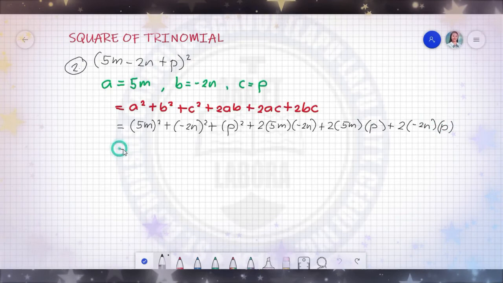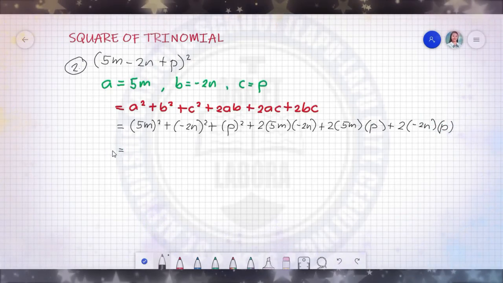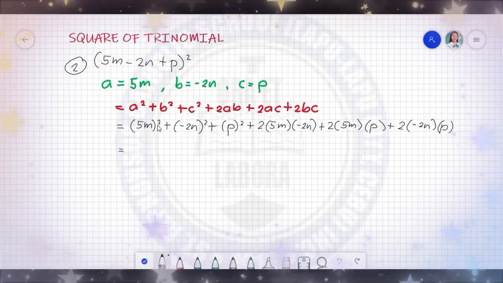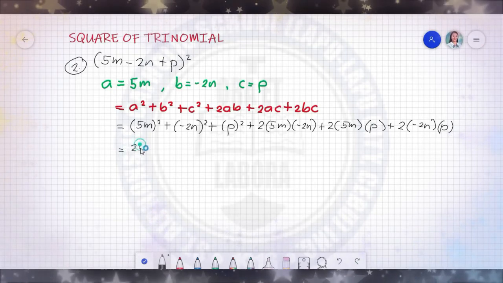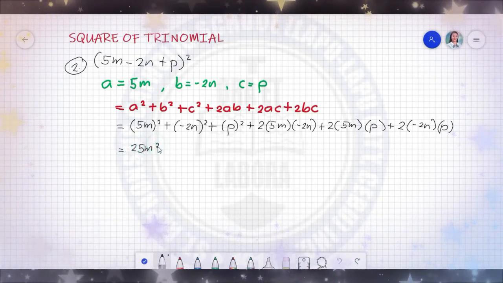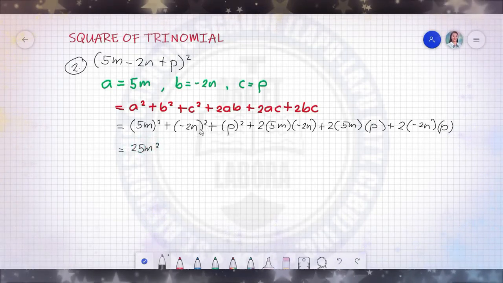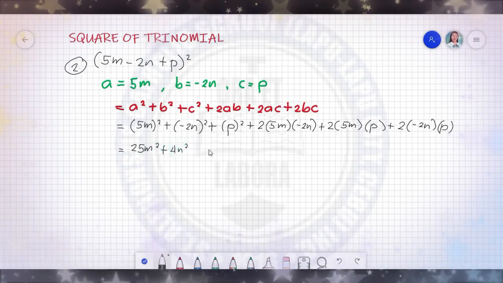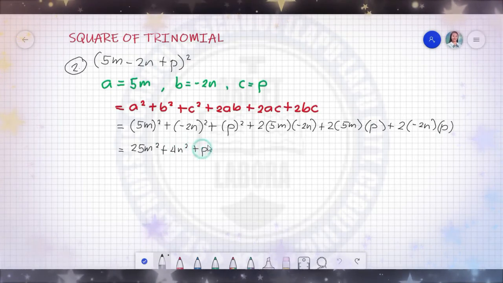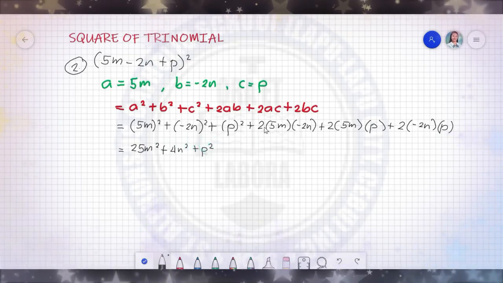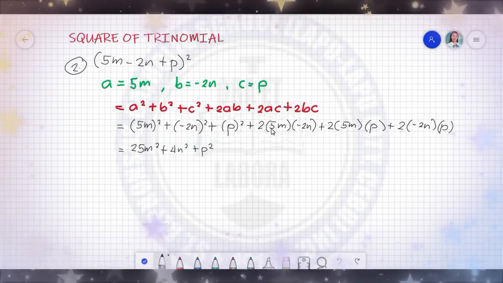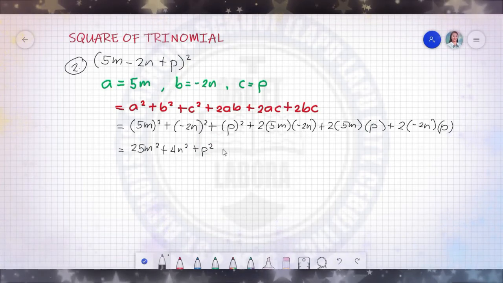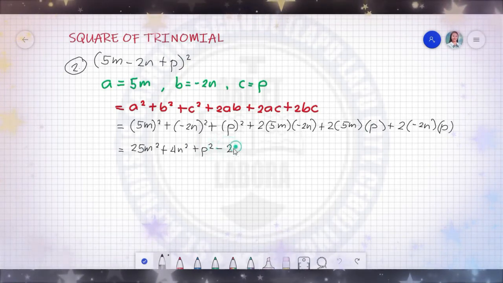And the last step is you're going to simplify. 5m squared, that is 25m squared. Negative 2n squared, that is positive 4n squared, plus p squared. 2 times 5, 10, times negative 2, negative 20.